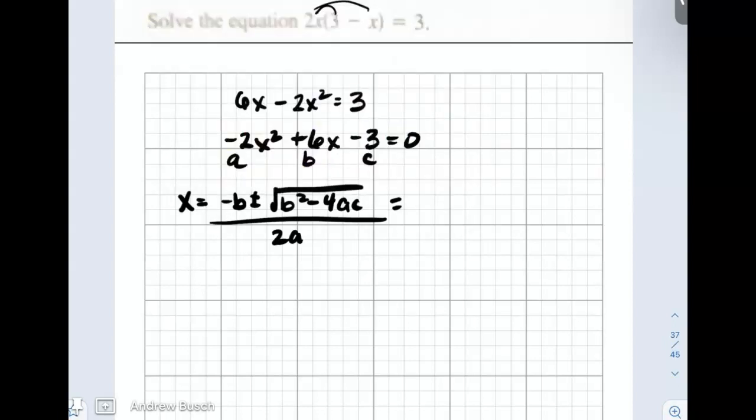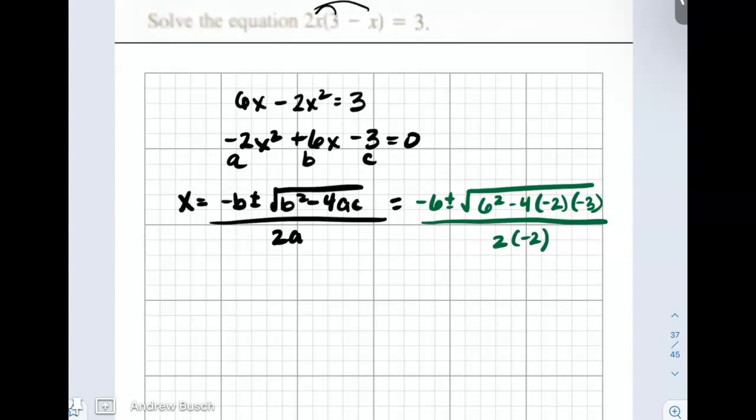So here we're going to plug in 6 for b, and 6 for b again, and negative 2 for a, negative 3 for c, and then negative 2 for a again. So this will be the solution when we simplify it. You're going to start inside the square root. You're going to do 36, and it looks like minus 24 inside. And then you're also going to evaluate the bottom, which is negative 4.